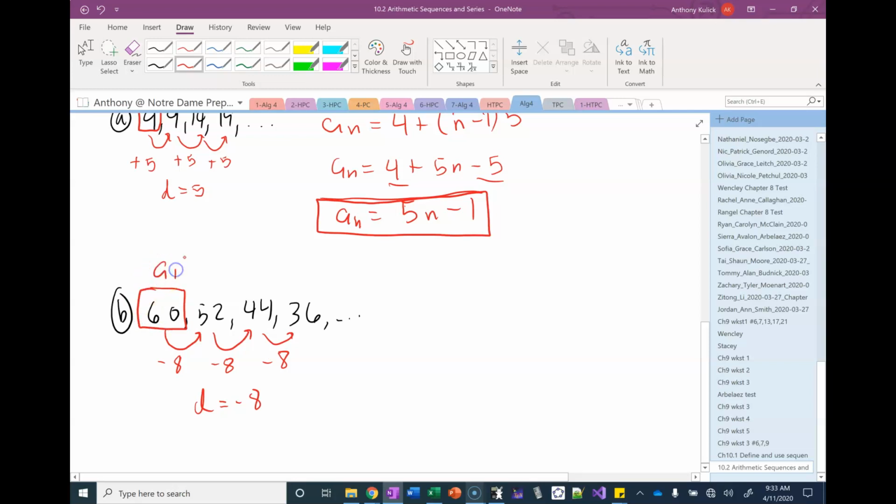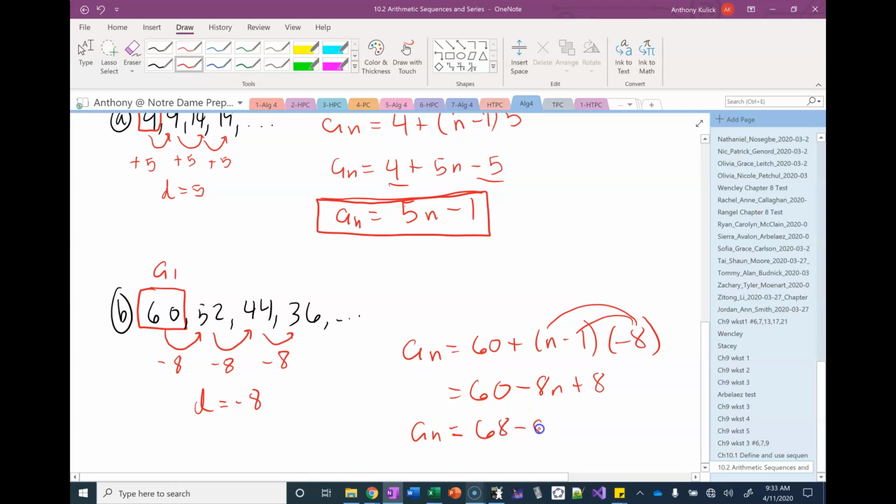We know our first term, because it's the first thing on the list, is a sub 1. So we have the first term plus n minus 1 times d. We'll just distribute this through, and then we'll combine our like terms. So 60 plus 8 is 68. And so we have our rule for the arithmetic sequence. Okay with that idea?